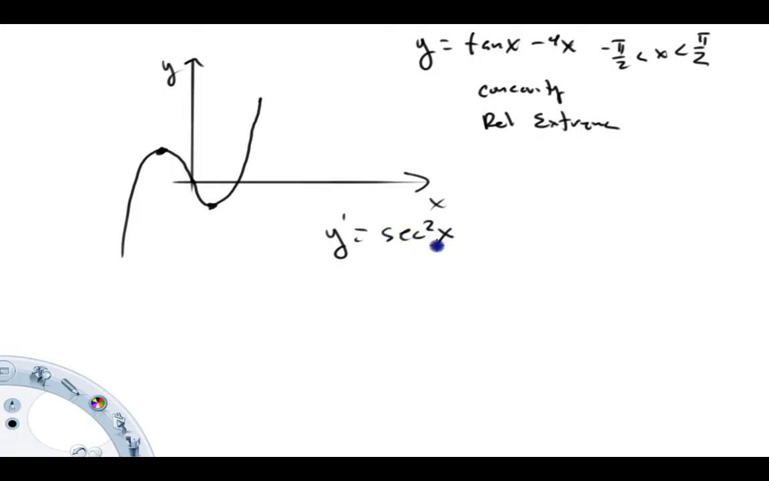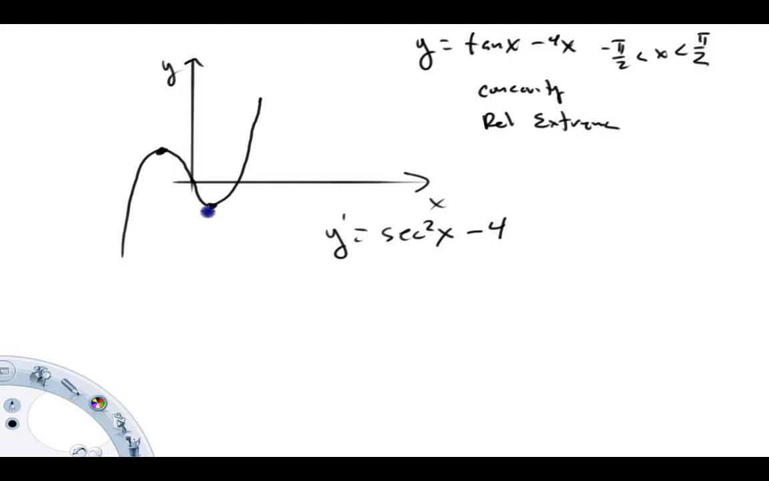Now if you don't remember that, that's fine. You can get that by writing tangent as sine over cosine and applying the quotient rule. Derivative of 4x is 4, so minus 4. All right, so the derivative of that function is secant squared x minus 4.